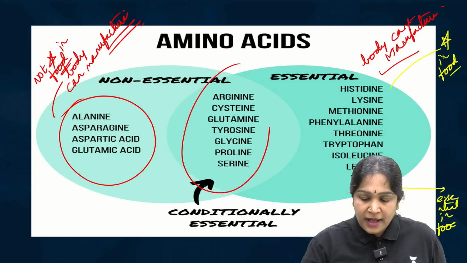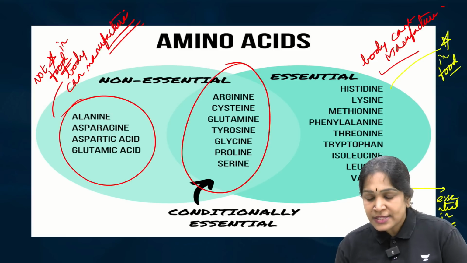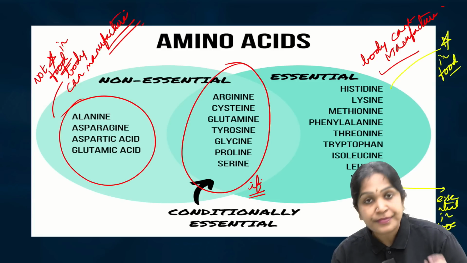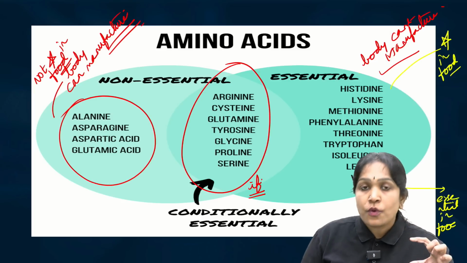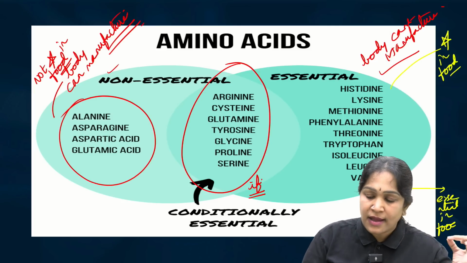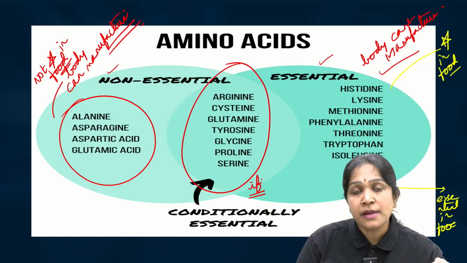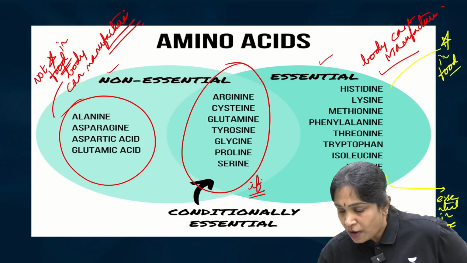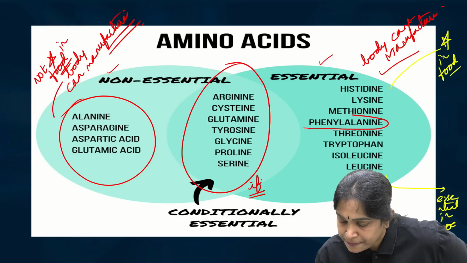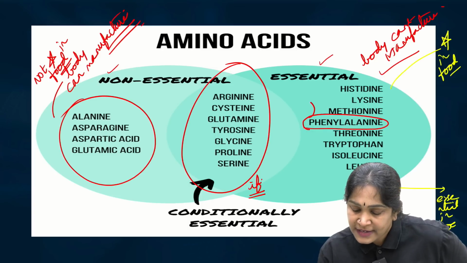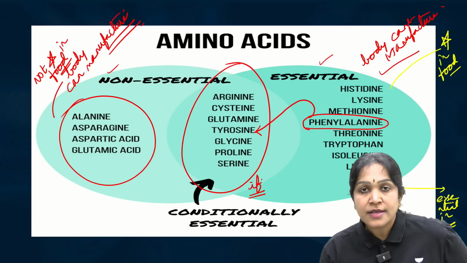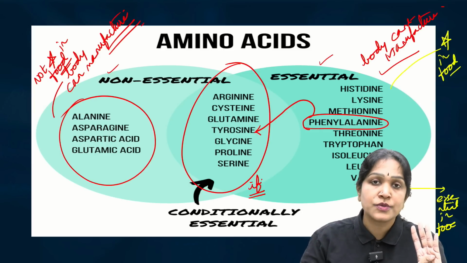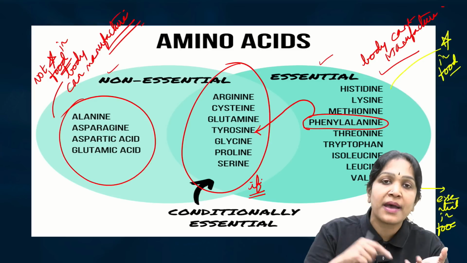Whereas this group are the conditionally essential amino acids. It means there is an if clause here. If you already have all the other amino acids, your body can manufacture them from the other amino acids. For example, if you already have phenylalanine, our body can convert phenylalanine into tyrosine. So if phenylalanine is present, then tyrosine is not essential because you can manufacture it.